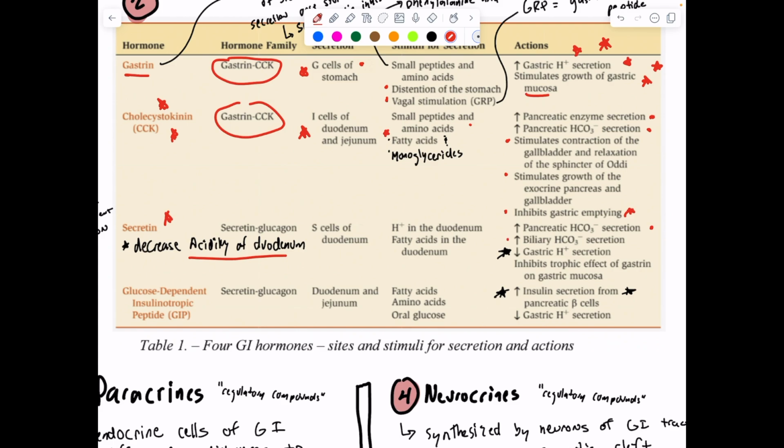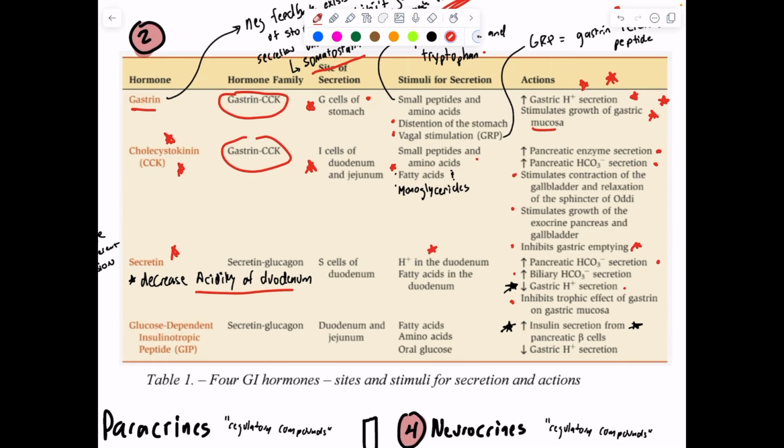And then it increases biliary bicarbonate secretion, decreases gastric hydrogen ion secretion, and inhibits the trophic effect of gastrin on gastric mucosa. So basically it keeps the gastric mucosa from growing. And then stimuli for secretion is basically acid in the duodenum or fatty acids in the duodenum. All right, and this is from the S cells in the duodenum, secretin S cells.